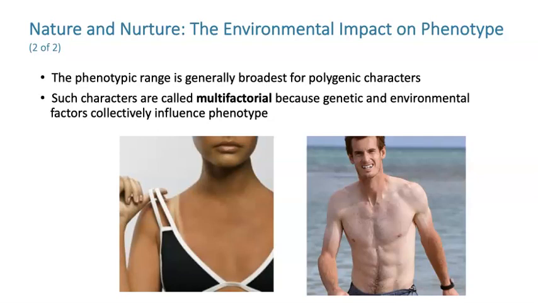So the range of phenotypes can be very broad for polygenic characters. That range of characteristics is called multifactorial because it's not just genetics that influences it, it's also environment. So we'd say multifactorial. Genetics and environment affect it. Hey, you know what? Genetics and environment affect everything. Everything is pretty much multifactorial. You just have to think about it.